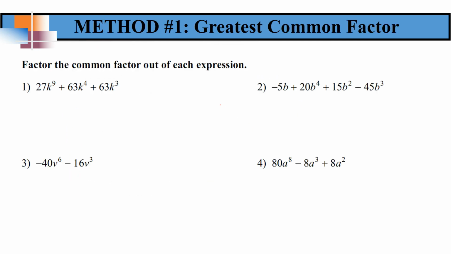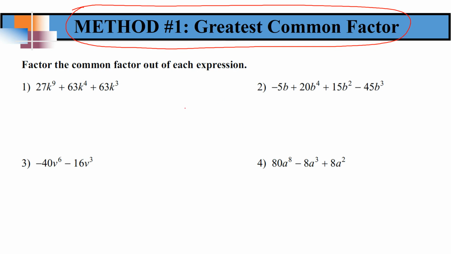All right. Again, on your piece of paper, you want to be writing down the title at the top of the slide, which says method number 1, greatest common factor. You also want to write down the directions that are on this slide. Some of you didn't do that yesterday, so please make sure you do it today. And then you want to write down numbers 1, 2, 3, and 4, and the original expressions that are there. Feel free to pause if you need to do that.